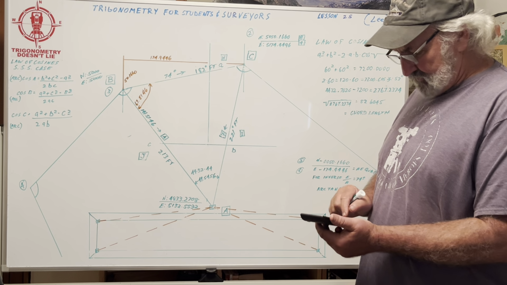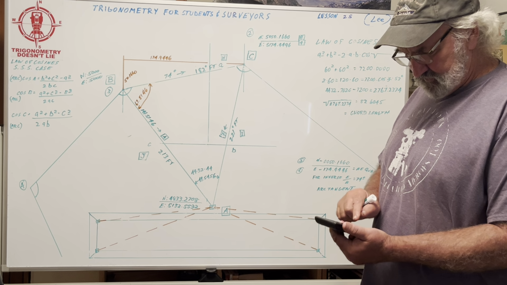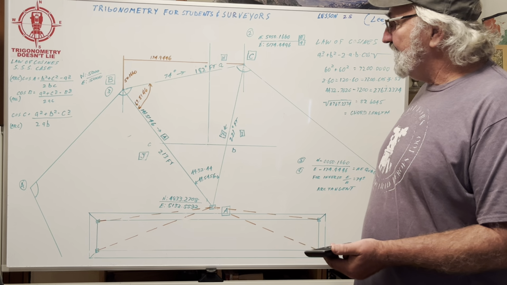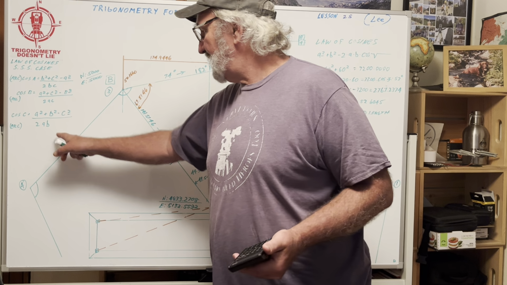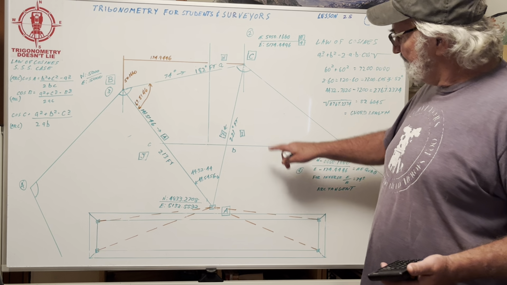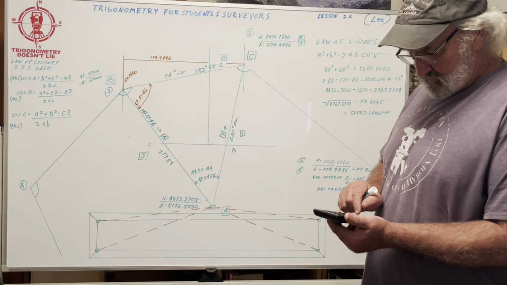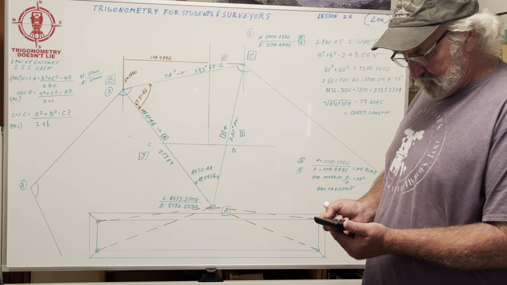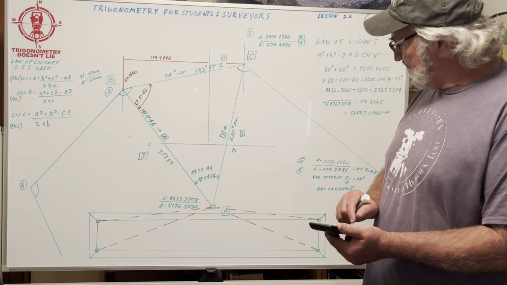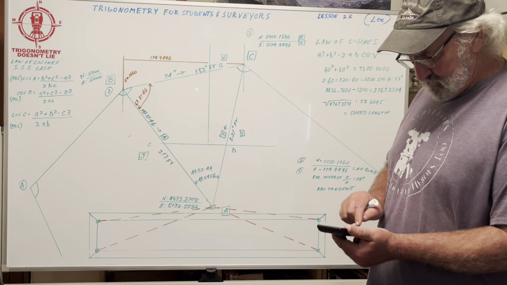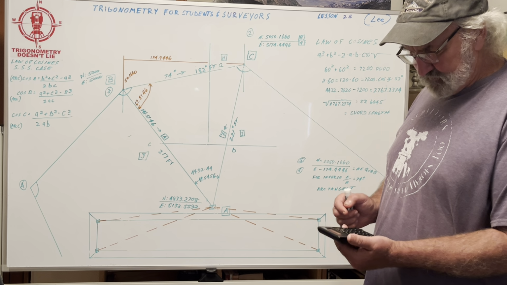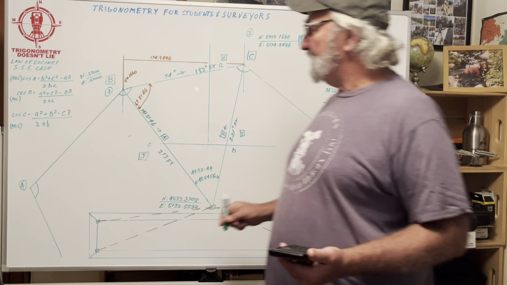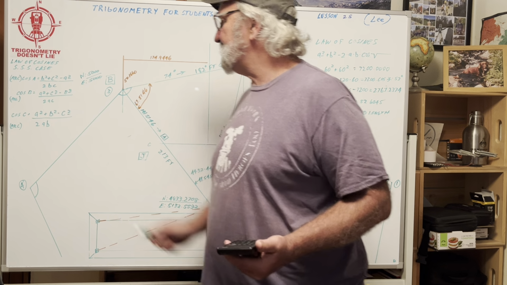Well, there's c squared there. 213 squared, and then minus 36,596. And then we want 2 times a times b, and then divide that. So we're going to go 2, enter, 182 times 221 times. That's 80,444. Divide, 0.4549, and now we want the arc cosine, because it's the law of cosines.